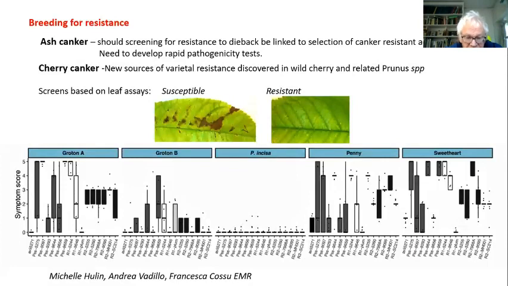But recently, work at East Malling by Michel Hulin, Andrea Badilio, and Francesca Cossu, they've screened a vast number of wild cherries and Prunus species and found that there is resistance in both certain wild cherry and also in some Prunus species as well. And you can see the leaf test. This would be the ideal leaf test for susceptible here and resistant here. It doesn't always come out quite like that. But here's some real data on this with the symptom scores.